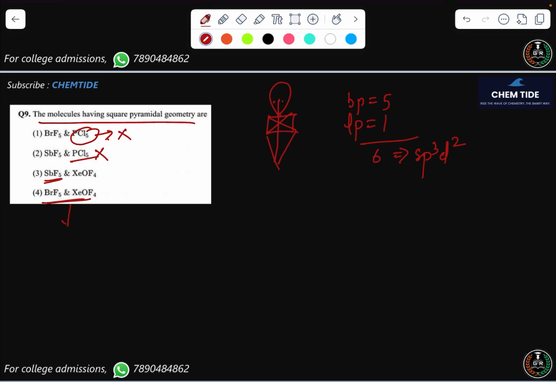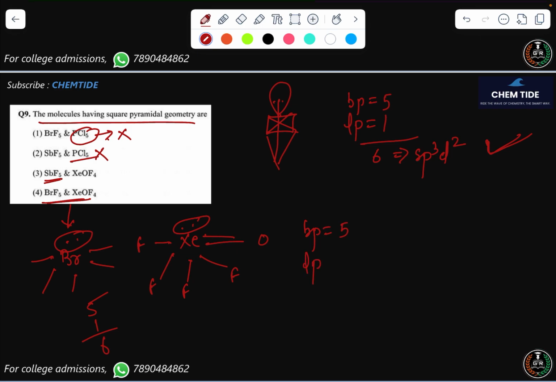Let's check it with this. This can be possible. Bromine has a total of 7 electrons. We got 5 bond pairs and 1 lone pair. So 5 plus 1 becomes 6, and 6 means this only, so that can be. XeOF4: total 8 electrons in the outermost shell, 4 fluorine atoms, and the oxygen is connected with this. Yes, this can also be. Bond pairs are 5 and lone pair is 1, matching with this. So that should be the answer.